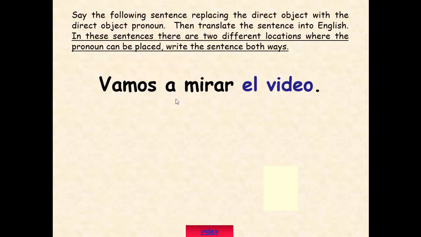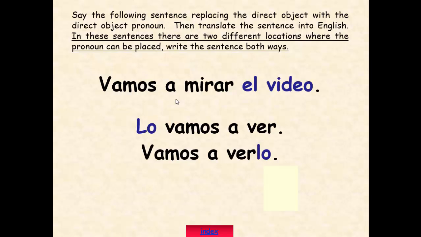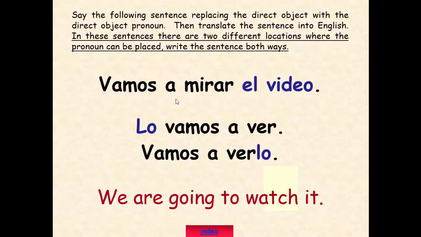Vamos a mirar el video. Your first option would be lo vamos a ver. Or you could say vamos a verlo. We are going to watch it. You could have used mirar there as well. Mirar would work. It's just a personal choice.